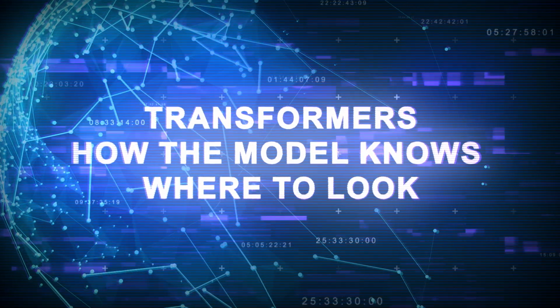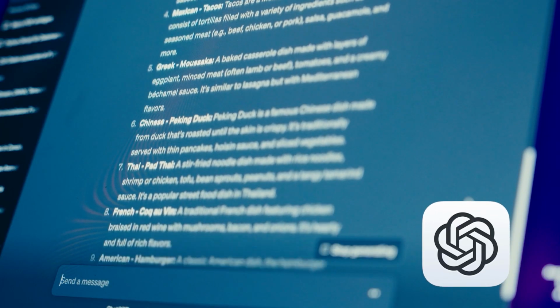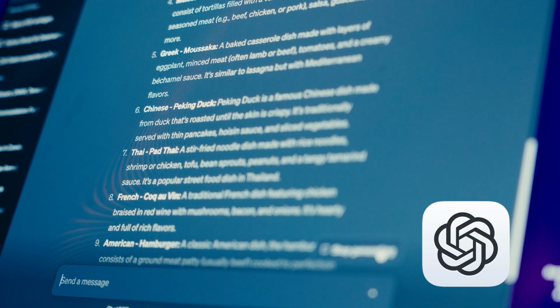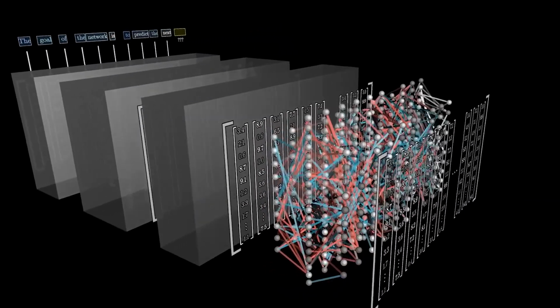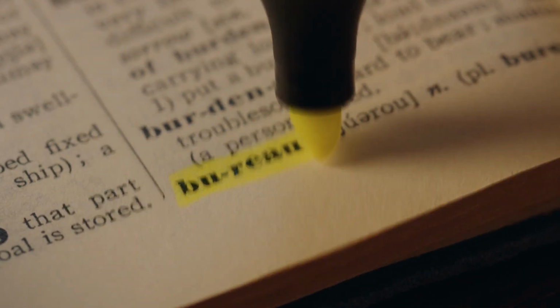Transformers, how the model knows where to look. So far, we've covered how words are mapped and how the network processes them. But how does a language model like ChatGPT understand long sentences or even entire paragraphs? That's where transformers come in, and they're what really take language models to the next level. Transformers use something called attention mechanisms to help the model focus on the right parts of a sentence. It's like reading a paragraph and highlighting the most important words or phrases.